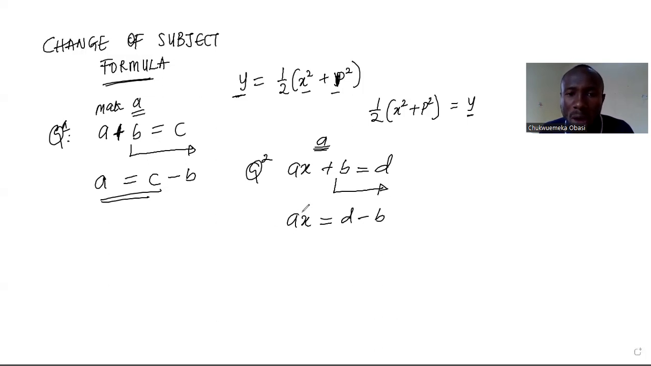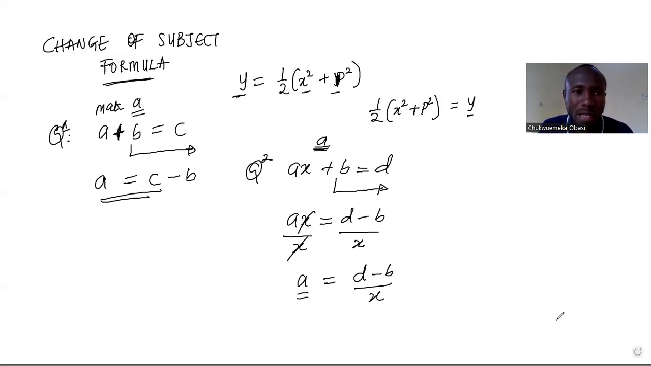Good. And now you see we have AX, A times X. How do we remove this X from here? We divide both sides by X. So I'll divide here by X, I'll divide here by X. This guy will cancel out this guy. So A is equal to D minus B over X. Very simple. Now A is the subject of this formula or equation.